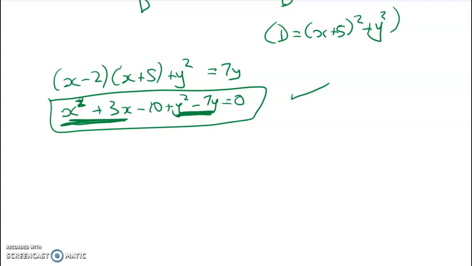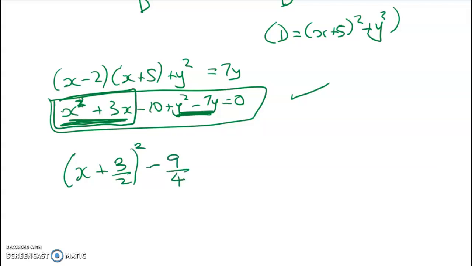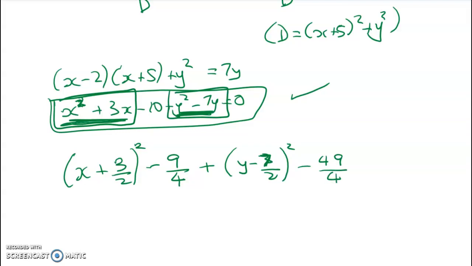And we'll see that this is the equation of a circle, and we can easily see the radius and we can see the center. (x plus 3 over 2) squared, so this is completing the square on this, minus 9 over 4, plus (y minus 7 over 2) squared, completing the square on this, minus 49 over 4, minus 10 is equal to 0.